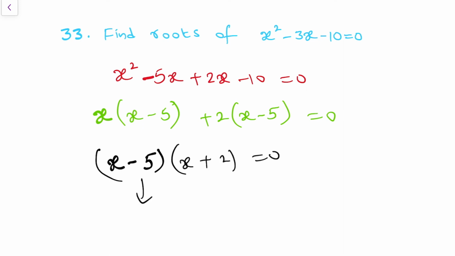Here minus 5 is there, so the x value will be plus 5. Here plus 2 is there, so minus 2. So the roots or zeros of the given quadratic equation are 5 comma minus 2.